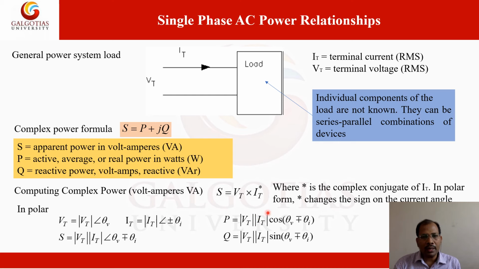We have to multiply the product and take the cosine of the angle between the voltage and current, that is, the voltage angle minus the current angle (theta_V minus theta_I). If here we consider positive, then here we consider theta as negative. If here we consider negative, then here we consider theta as a negative value. Based on this, we can calculate the single phase AC power.